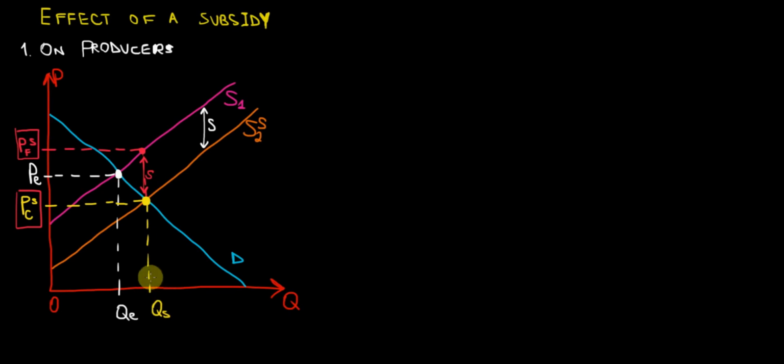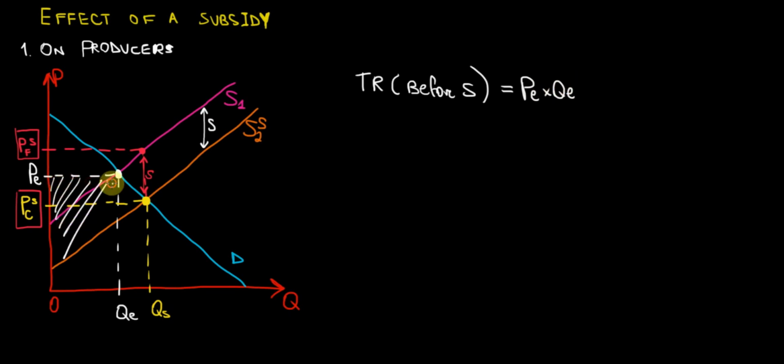With that being said, let's discuss what is the effect of the subsidy on the producers. So what do producers make? Producers make revenue. Let's see what the differences in revenue are. Well, initially they used to make the price in equilibrium multiplied by the quantity in equilibrium. That would be their revenue before subsidy. So total revenue for producers before subsidy was equal to PE multiplied by QE. Graphically, that's going to be the area of this rectangle over here.